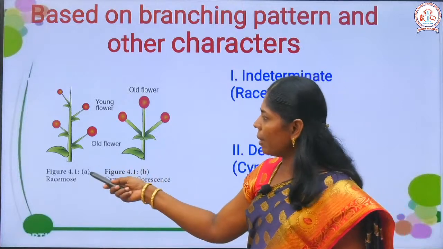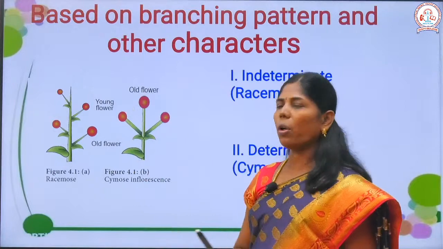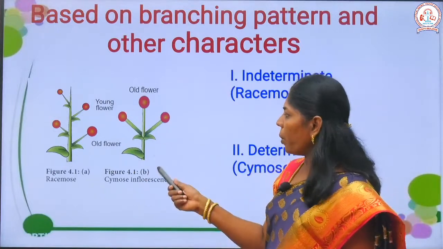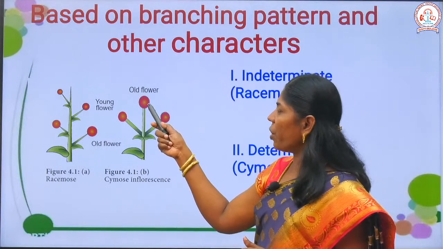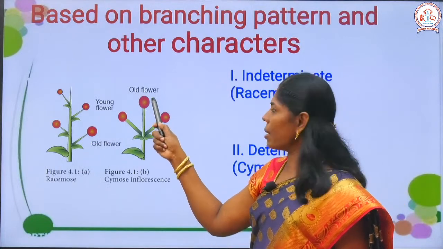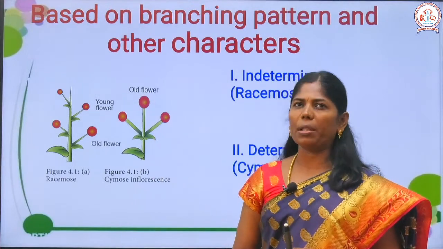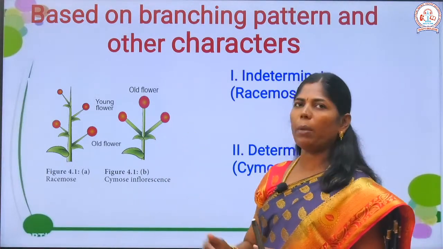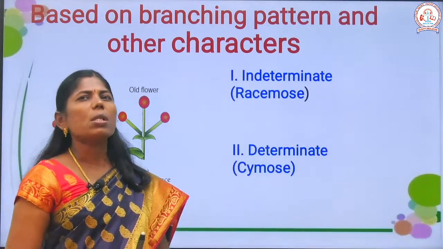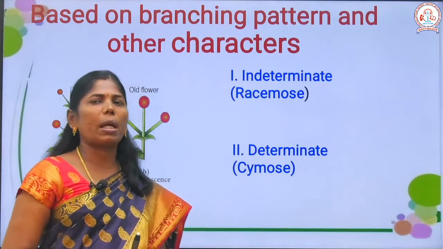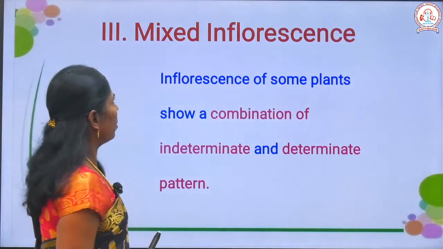You can see here that the racemose has old flowers in the basal region and young flowers in the apex region. What about the cymose inflorescence? It is just the opposite. It has the older flower in the center, the terminal region, and on either side we can see young flowers. We will see this one by one. So, based on the branching pattern it is classified into two: the indeterminate racemose and the determinate cymose.